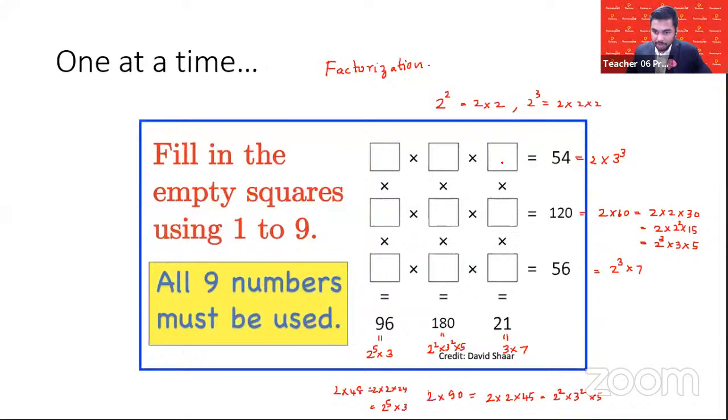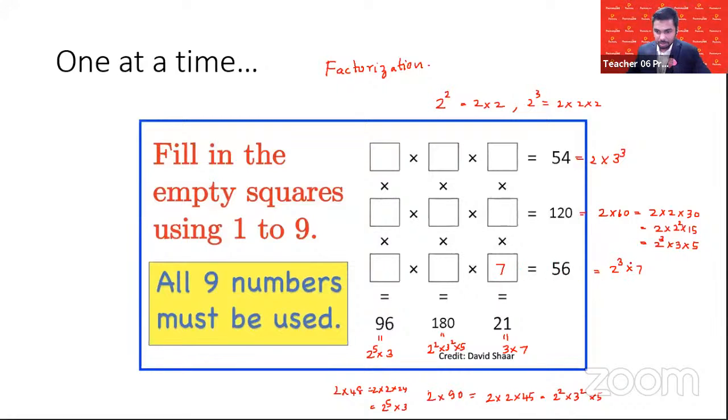So 7 cannot be written here. What about here? 120 is 2 cubed into 3 into 5. You have a 3 which is common, but you do not have a 7 here, which means 7 can appear only here. So we are trying this puzzle now using prime factorization. So we got one box correctly now. This number 7 can only appear here.